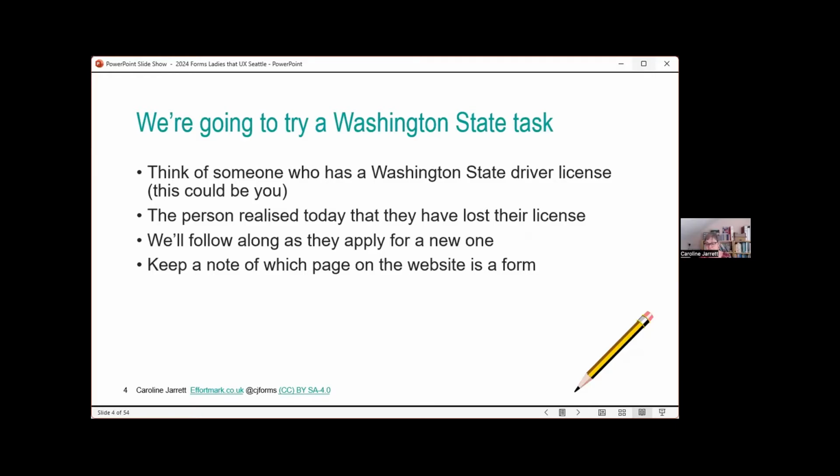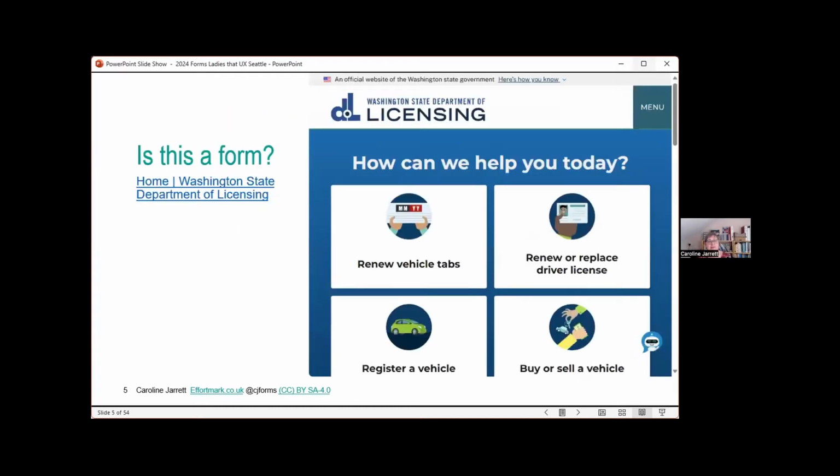Okay, so are we ready? You've got someone in mind? Let's get started. So I found the Washington State Department of Licensing. Is this the form? Just keep a mental note. That's page 1. And for me, I thought, oh, okay, how can we help you today? Cool. I'm going to renew or replace my driver license. I think we all agree. I think that's okay. So I'm going to click that one.